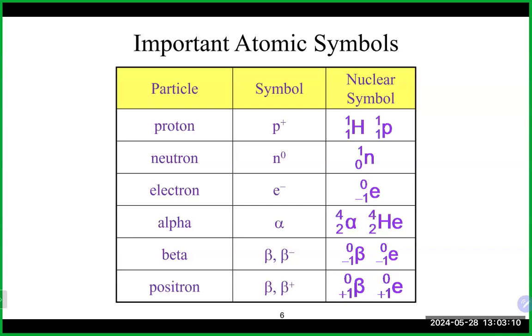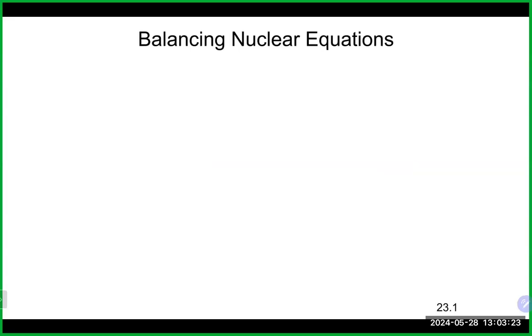Here's a few different ways, again, that the symbols are represented. And like I said before, if it's kind of just a bare symbol there, they definitely will put the minus or the plus, or definitely the plus in the case of a positron.